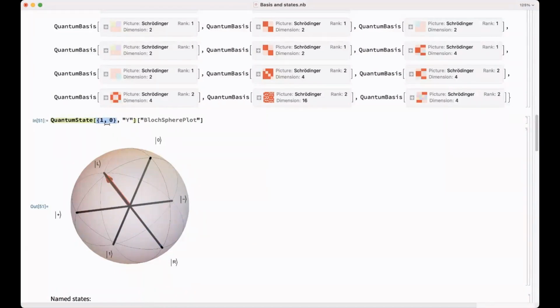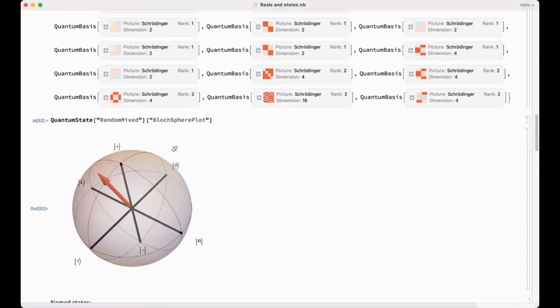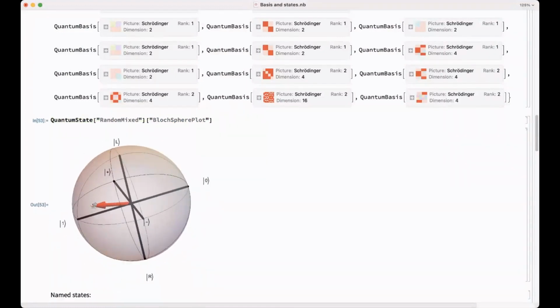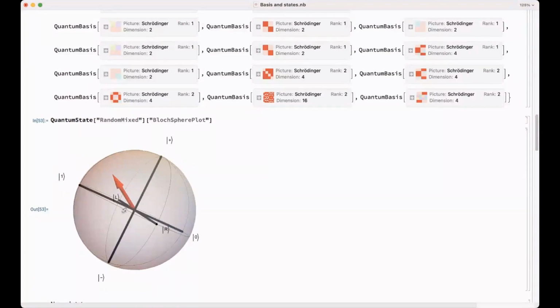That also works for mixed ones. Random mixed state makes a Bloch sphere where your arrow is not necessarily the length of the radius, it's much shorter, as expected.